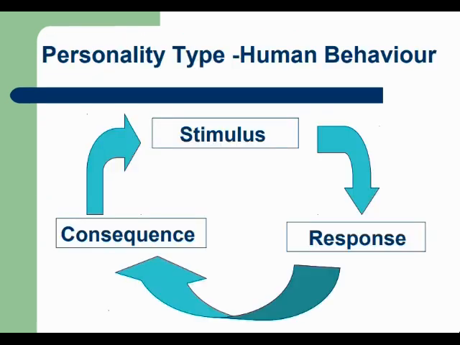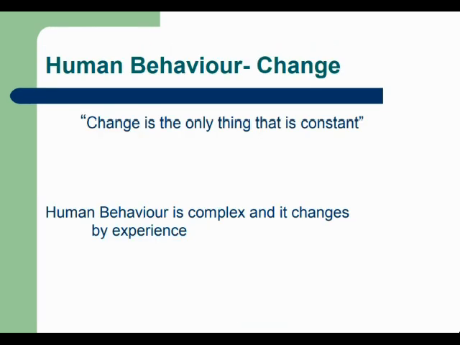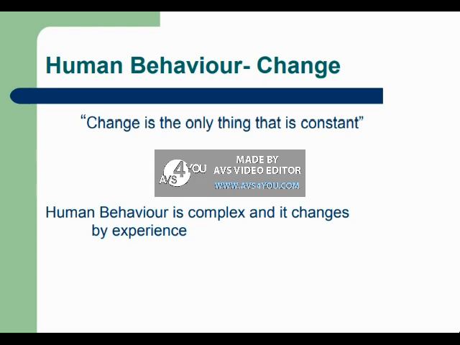Personality type. Human behavior. Stimulus. Consequence. Response. Human behavior. Change. Change is the only thing that is constant. Human behavior is complex and it changes by experience.